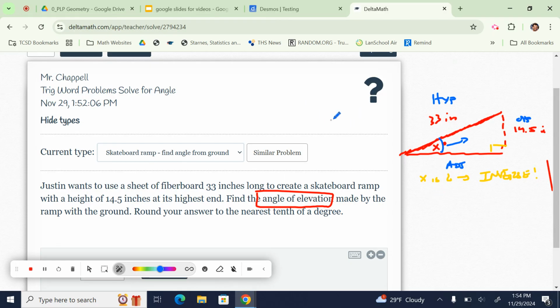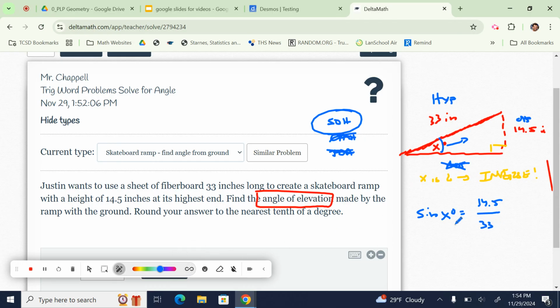Again, we're doing SOHCAHTOA. I'll put it right here. SOHCAHTOA. I do not need the adjacent. I don't care about it. They don't give it to me. So cross off CAH, cross off TOA. This is a sine problem. Sine of my angle. Now my angle is x degrees equals opposite is 14.5 over hypotenuse, which is 33.